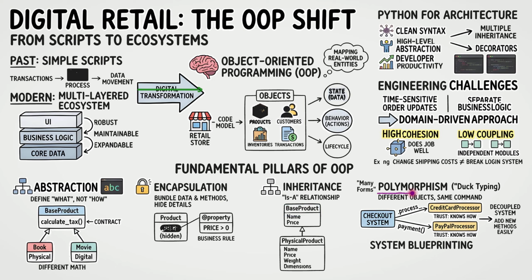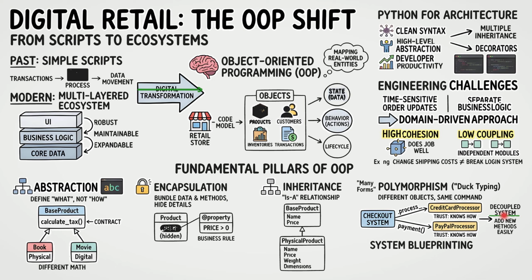The fourth pillar is polymorphism, which translates to many forms. This means different objects can receive the exact same command but respond in their own unique way. Think about our checkout system. It simply calls a process payment command. It doesn't actually need to know if it is talking to a credit card processor or a PayPal processor. In Python, this is called duck typing. If it walks like a payment processor, we treat it like one. This results in a highly decoupled system, allowing you to add Apple Pay tomorrow without rewriting your entire checkout logic.